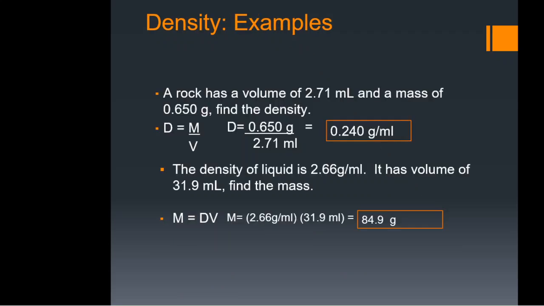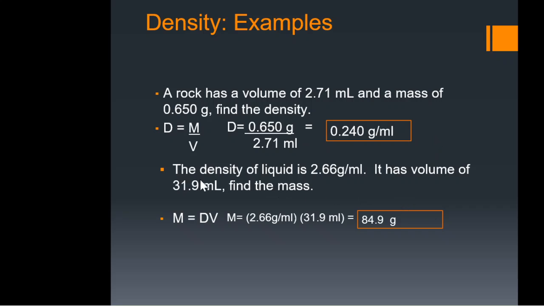All right, so here's some examples. A rock has a volume of 2.71 milliliters and a mass of 0.650 grams. Find the density. So remember how I told you you needed to know that this would be your volume because it's in milliliters, and you know this is mass because it's in grams. This is what helps. So density is going to be 0.650 grams divided by 2.71, and it's going to give me a density of 0.240 grams per milliliter.